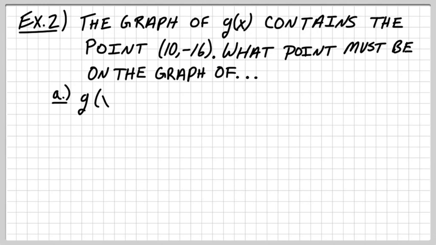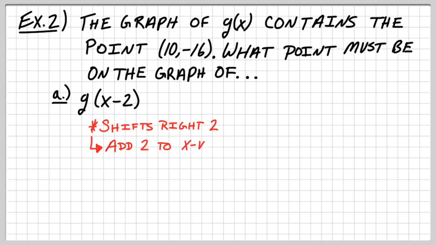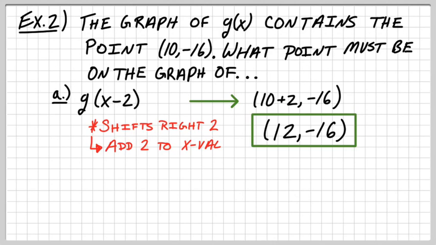So what would be on the graph of g of x minus 2? What point do you know for sure would be on that graph? Well, since there's a minus 2 inside with the x, that shifts the graph right 2. So what would happen if you were to shift this original point right 2 units? You'd essentially just be adding 2 to the x value. So if you add 2 to that x value, we're really at 12 comma negative 16. We know for sure that point would be on the graph of g of x minus 2.